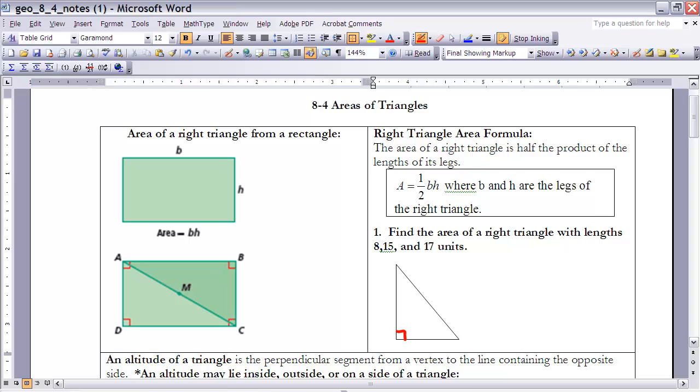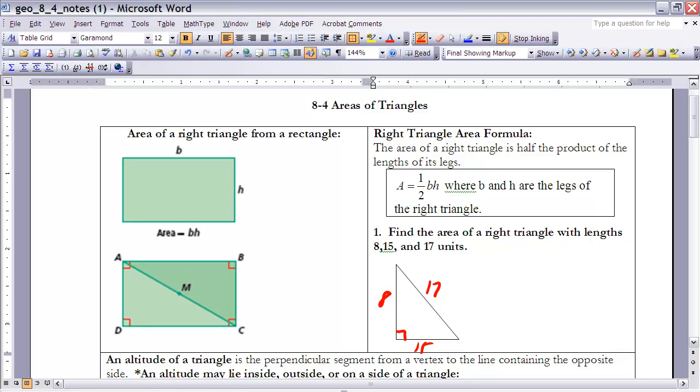So let's take a look at example 1, where we're going to apply that area formula for this particular right triangle. It says find the area of a right triangle with lengths of 8, 15, and 17. Well, we know that 17 is the hypotenuse of that right triangle. Therefore, 8 and 15 have to be the legs of it. It really doesn't matter how you label that, as long as you know that 8 and 15 represent the length of the legs of that right triangle.